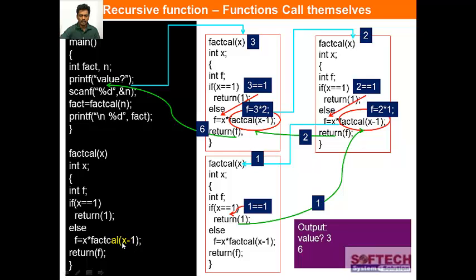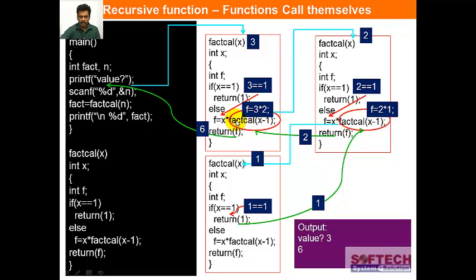So it gets one copy of that function. The n value is transferred to x. The value is 3. f is a local variable. So x equal to 1, 3 equal to 1, the condition is false. The value of x is 3. So x value is 3 into fact call of x minus 1. Here the value is 2: fact call of 2.